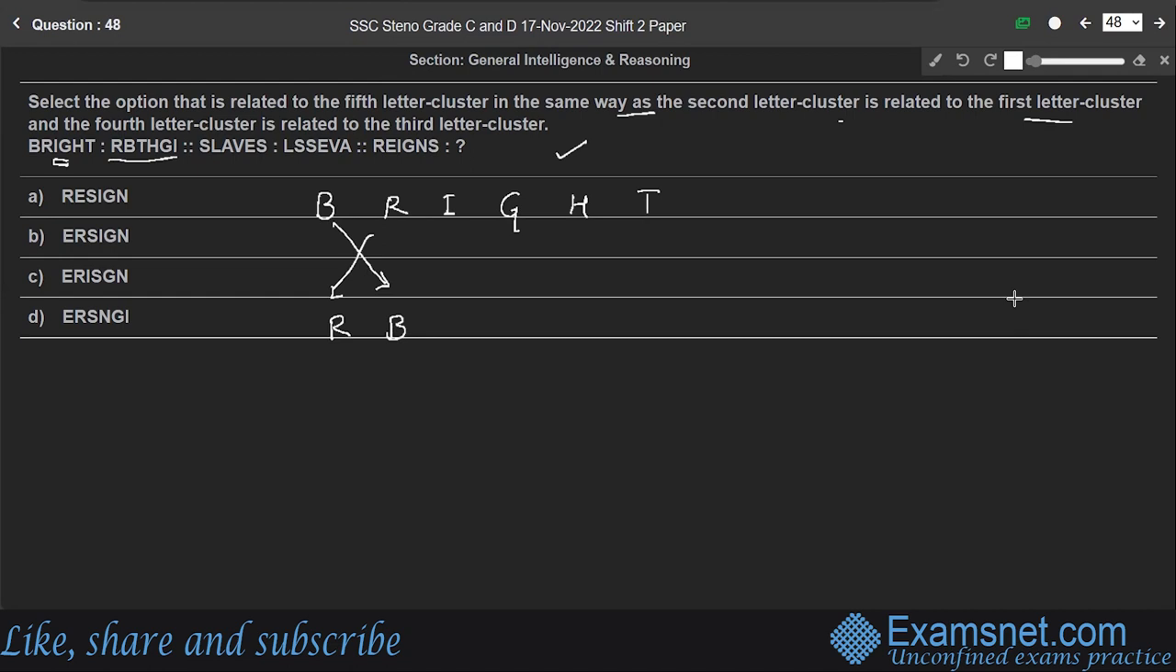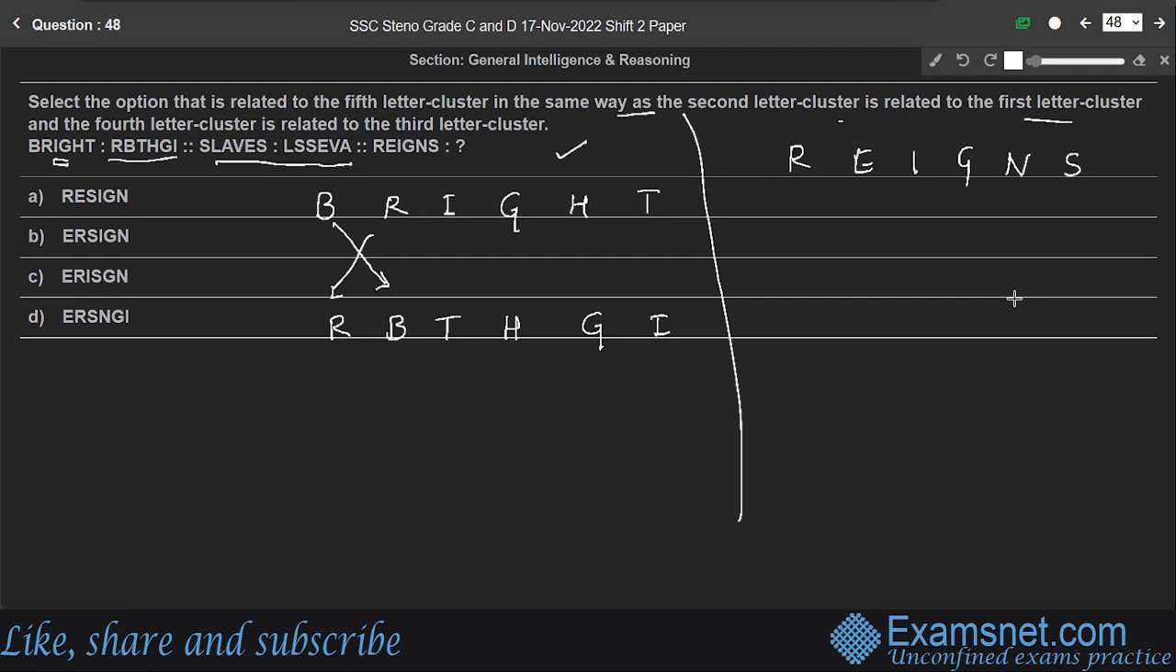Whereas the third and fourth letters are written in the reverse manner, right? That is, instead of IG, we have to write GI. And the last two letters are written in the reverse manner, right? So, T is written at first and H should be written at last, right? Therefore, RBTHGI. Similarly, the third and fourth letter clusters follow the same logic. Therefore, to get the last cluster, REIGNS.